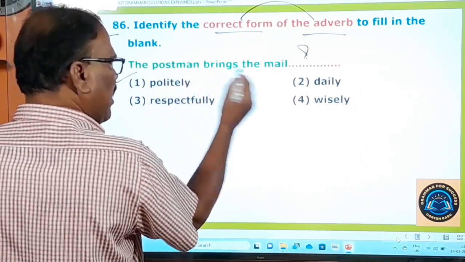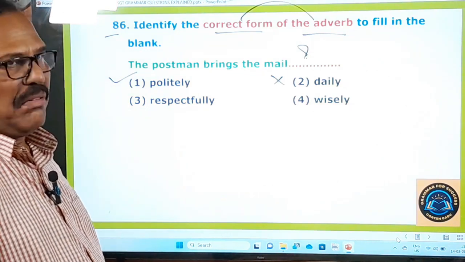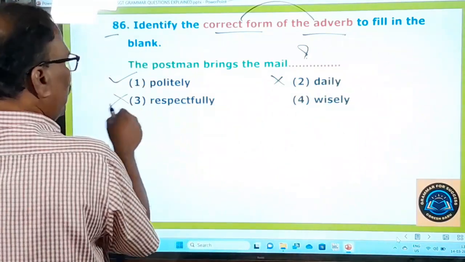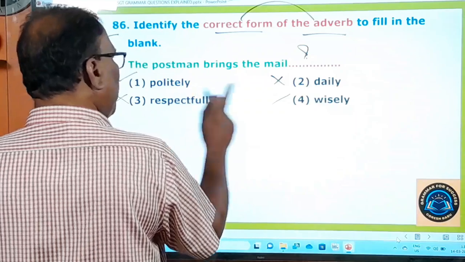This is absolutely right. "Daily," no, because you don't get the mail every day. Weekly once or twice, not daily. This is wrong. "Respectfully," no. "Wisely," no. So the second one, third one, fourth one are wrong.